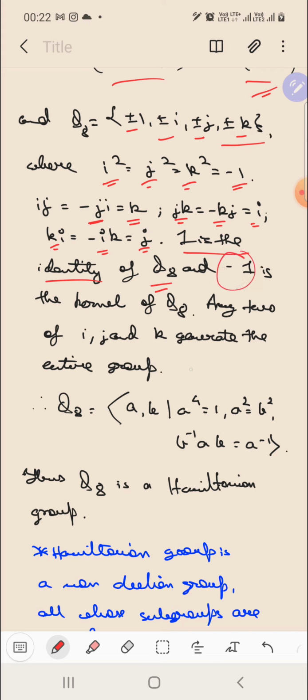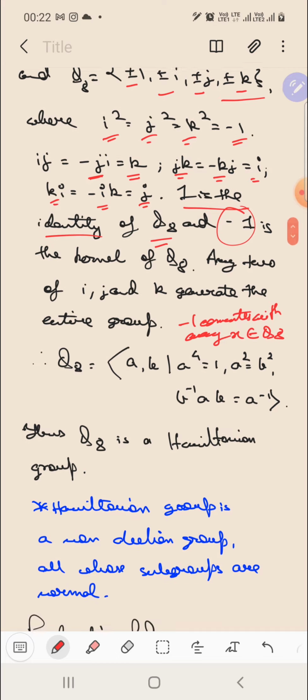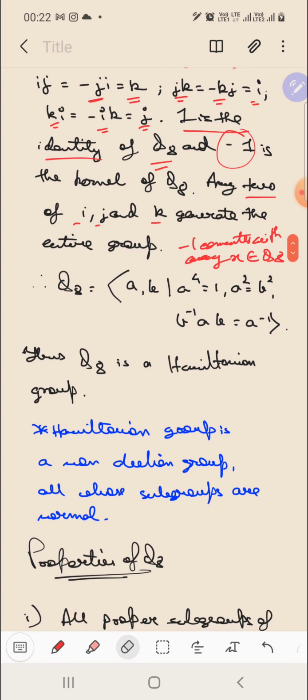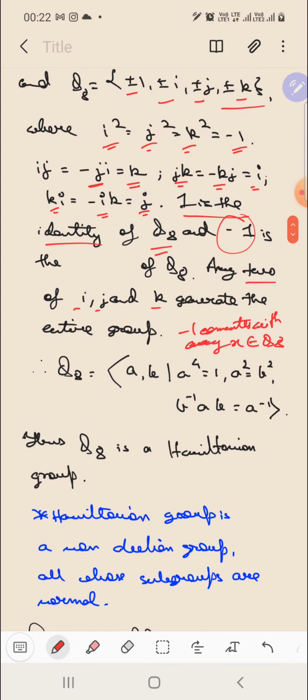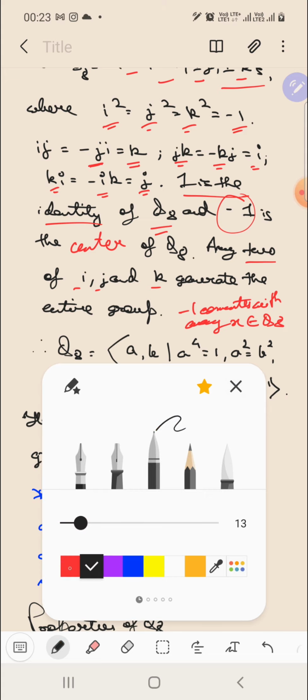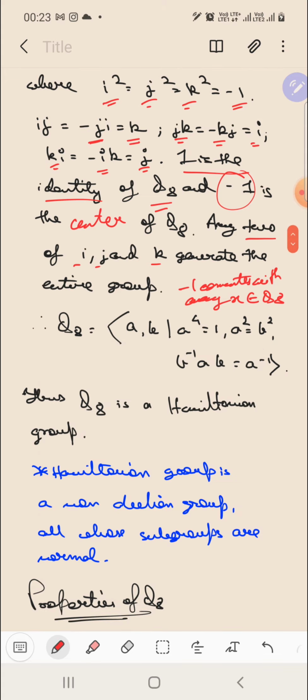Kernel of Q8 in the sense that -1 commutes with every element of Q8. Further, I have made a mistake here. It is not the kernel of Q8, it is the center of Q8. I'm very sorry, it is the center of Q8, commutes with every element. Clear?